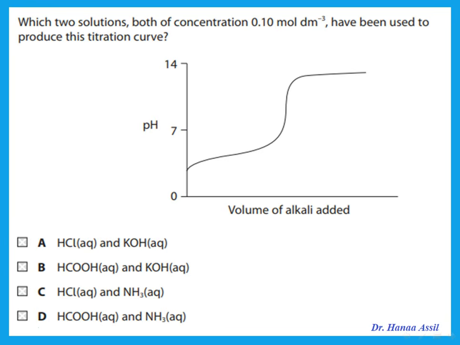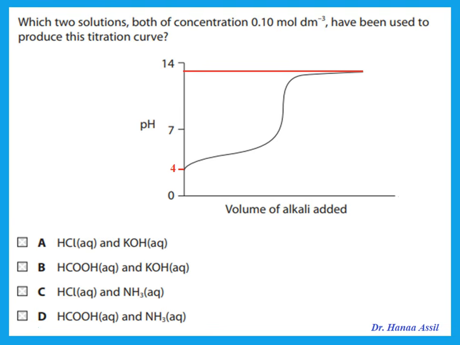So we're looking for a weak acid with a strong base, and that means this answer should be correct. Remember, methanoic acid is a weak acid. It would have a pH of about 4, that's right, and the KOH is a strong base with a high pH.